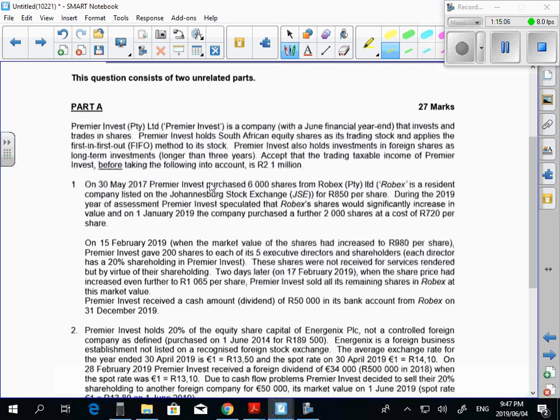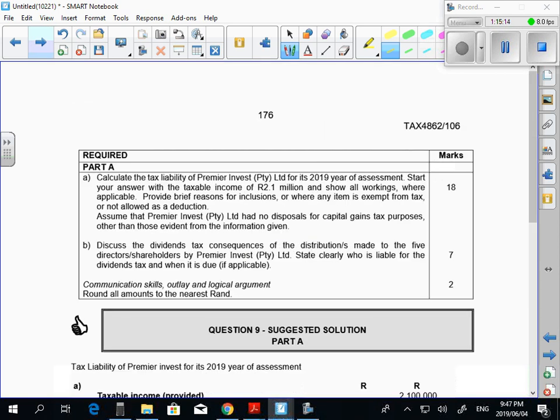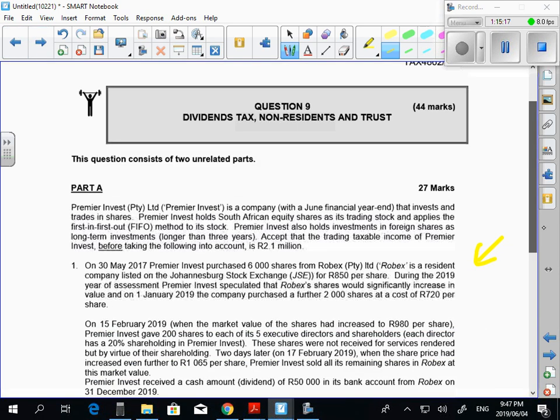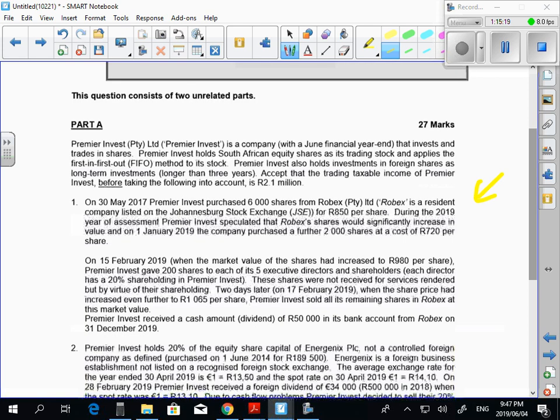It says just a normal share transaction thing. So this one. It says on 30 May. Actually, can I ask you to just look at the solution as I go through this with you? It says on 30 May 2017, purchased. Actually, let's start at the top. Premier Invest is a company with the June financial year end that invests and trades in shares. So it's a share trader. So this is trading stock. Premier Invest holds South African equity shares as its trading stock and applies the FIFO method to value its stock. Premier also holds investments in foreign shares as long-term investments, longer than 3 years, except that the trading taxable income is 2.1, so you'll put the 2.1 in.